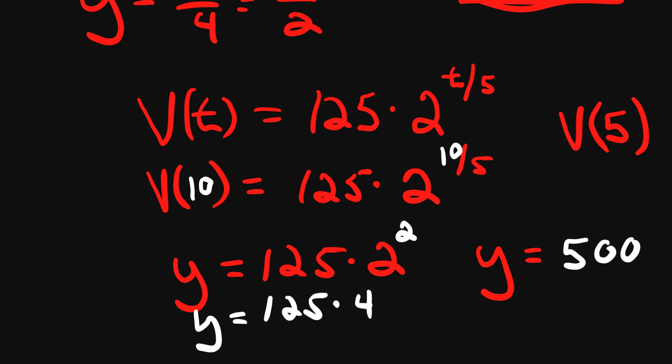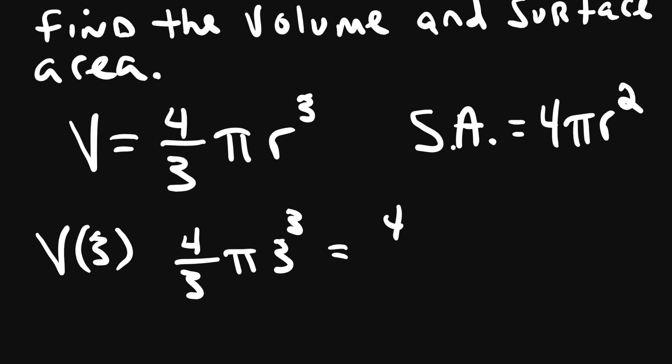And what have I got? So 3 to the third is 27. So this will be 4 over 3 pi times 27. And then looking at all this, I can do the 27 over 3 here and say 3 goes into 3 once, 3 goes into 27 9 times. And I'll answer this in terms of pi. 9 times 4 times pi is 36 pi.